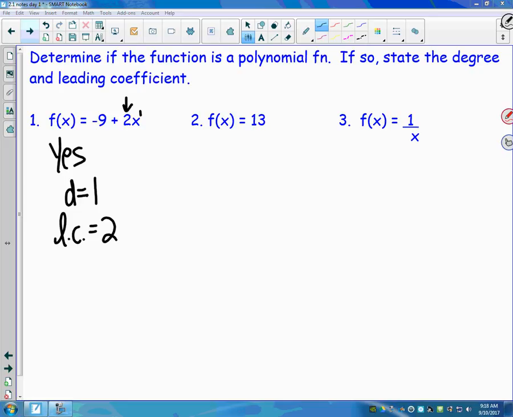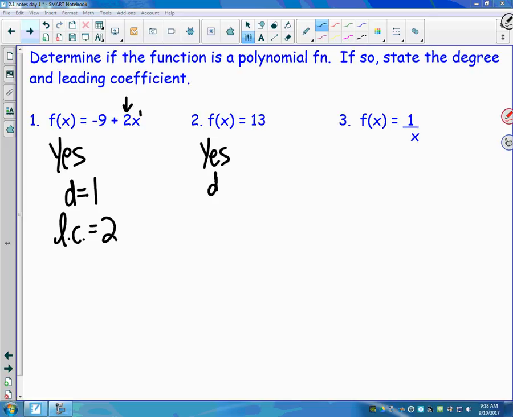So be careful about some of these, okay? Don't get tricked too much by it. Like this one, it says f of x equals 13. Some people want to say it's not a polynomial, but it really is. It's a constant function, like f of x equals a.